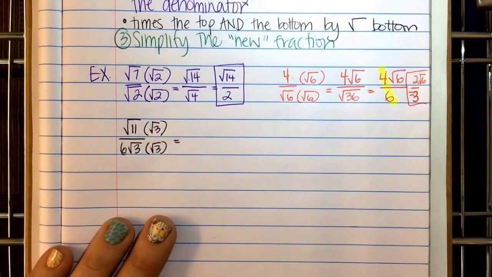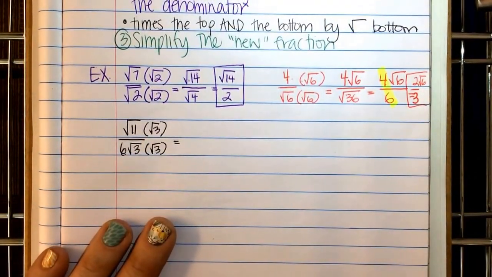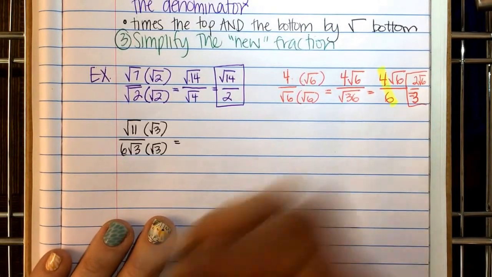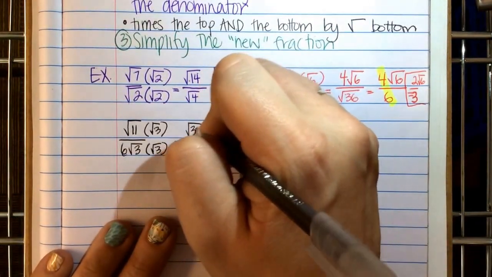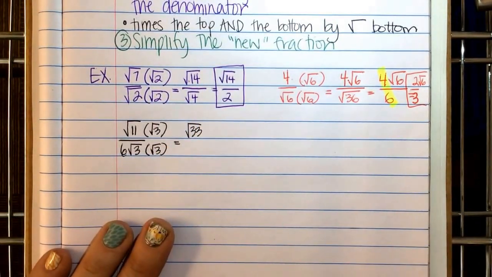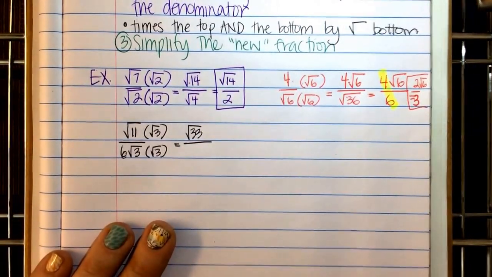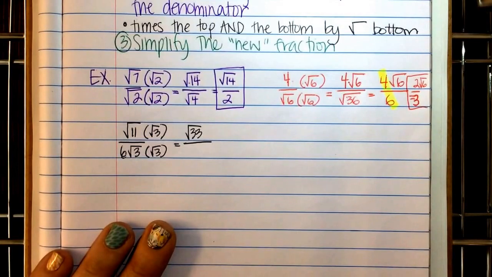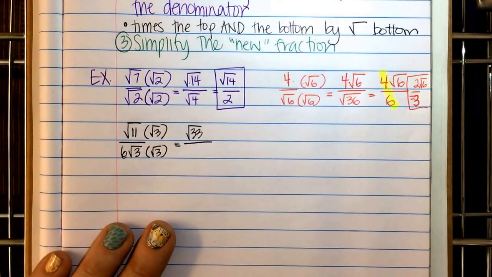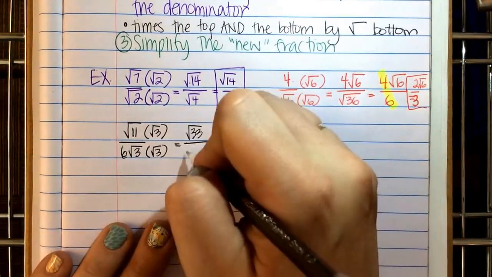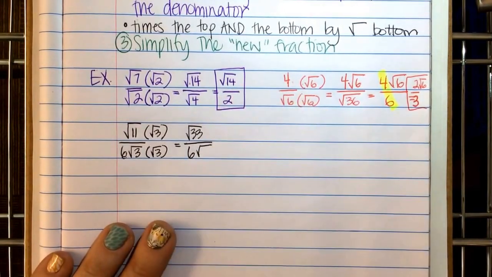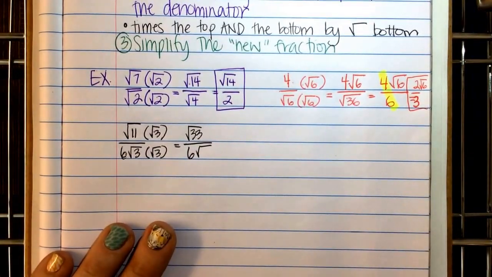So what's my new numerator? Radical 33. What's my new denominator? 6 radical 9.